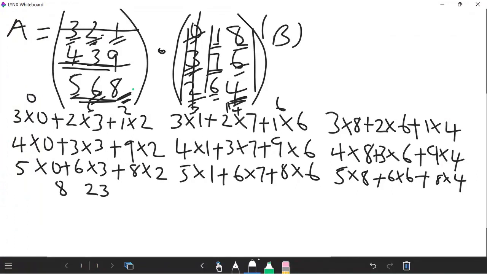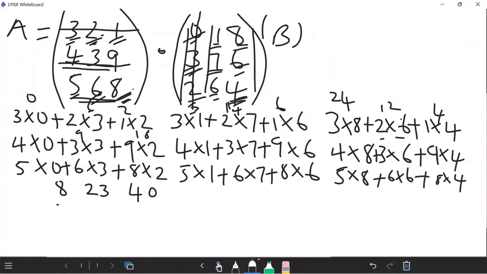So we have 3 multiplied by 8, that will give you 24. Then 2 times 6 will give you 12. Then 1 times 4 is 4. So 24 plus 12 plus 4 will give you 40. So 4 times 0 is 0. 3 times 3 is 9. 9 times 2 is 18. So 18 plus 9 will give you 27.